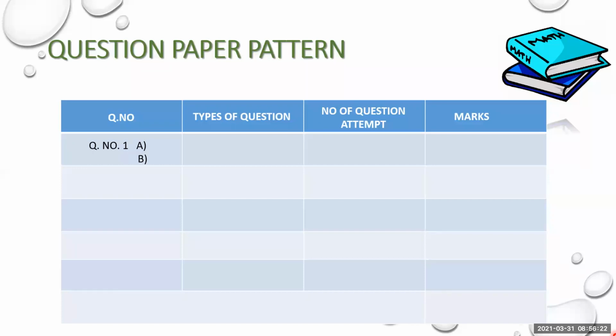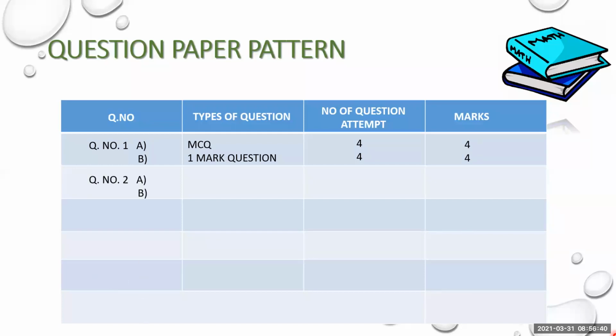In question number 1, there will be A and B divisions. You already know everything. So MCQ and 1 mark questions, and the number of questions to attempt is 4. Both 4 you have to attend. And you will get a total of 8 marks for this question number 1.